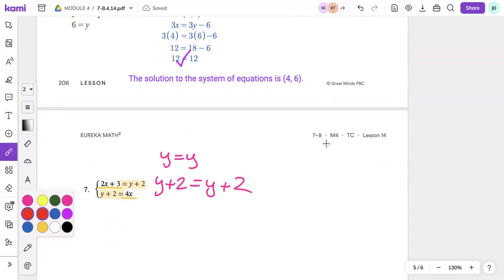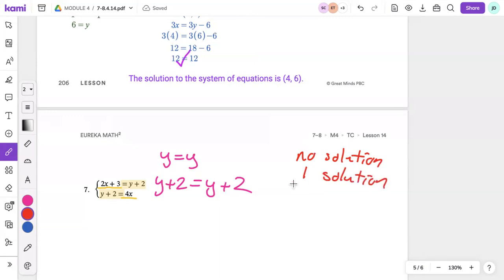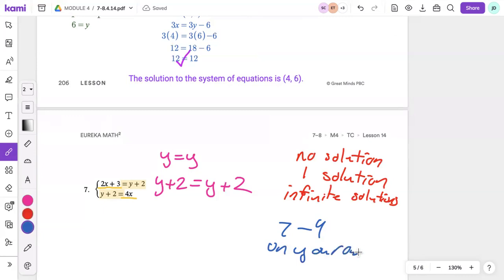Just a quick reminder in case you need it, systems of equations can have no solution, one solution in which you should give your ordered pair, or infinite solutions. And again, you're going to be completing numbers 7 through 9 on your own, and then get your notes checked.